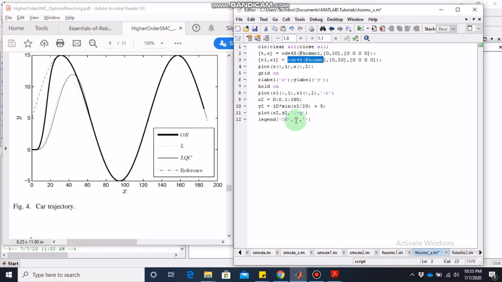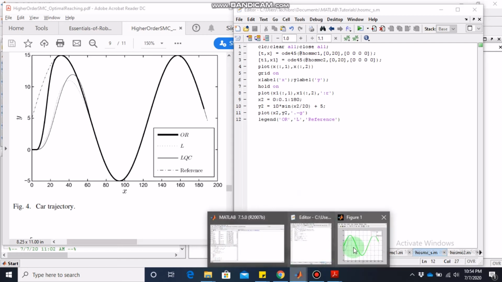So we plot here, we say the second legend is L, like this. And then the third legend is that we have plotted the reference trajectory. So reference shall be the third legend, and then we can run this file. Once you run this file, I've already done this before in the background, so I can just show you the results. So here are the results.